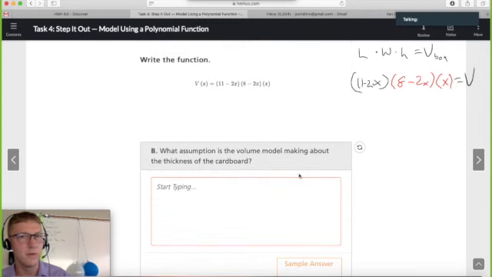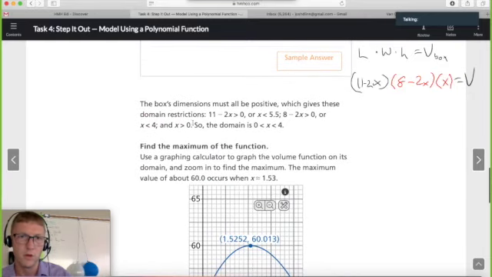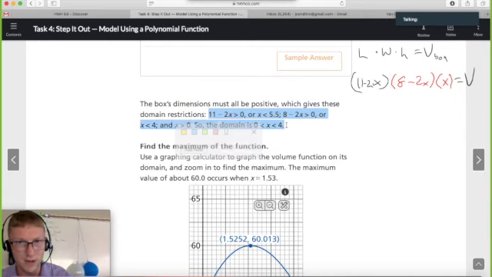What assumption is the volume model making about the thickness of the cardboard? Well, it's not a good physics problem unless you assume, I don't know, something that makes it unrealistic. So at this point, we're assuming the thickness of the cardboard is infinitesimally small. So we're just not dealing with the thickness of the cardboard. That would, again, just add another complication into this problem. So the box's dimensions must all be positive, which makes sense. You can't have a negative length, which gives the domain restrictions. Again, they just need to be positive. So x's all have to be positive.